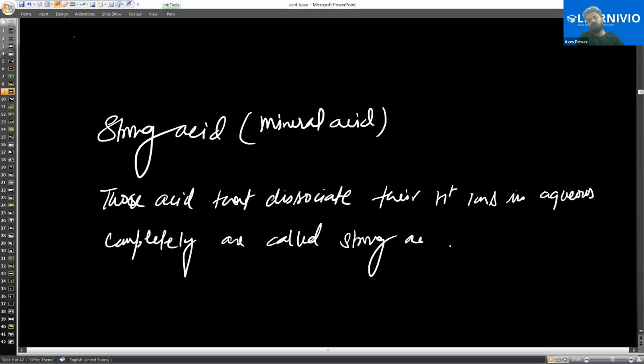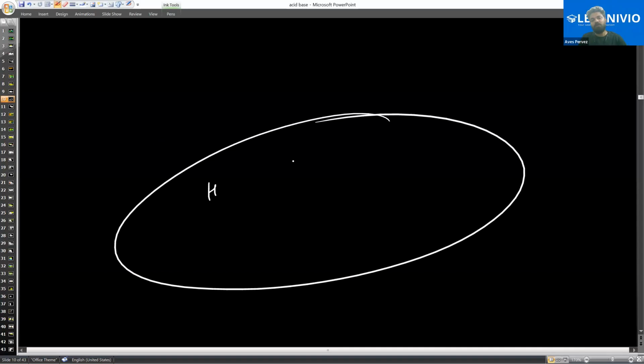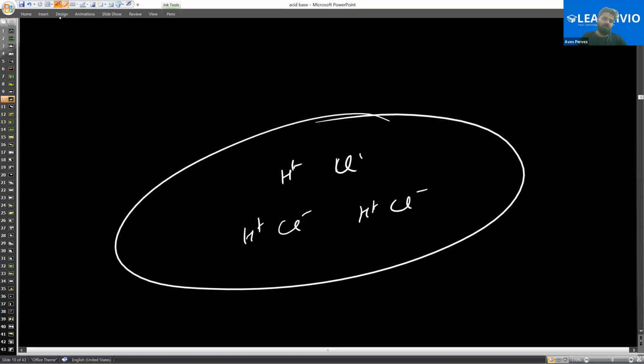Strong acids. इनको हम लोग क्या बोलते हैं? Strong acids. So that's associated. Like for example, if you have 100 HCl, hydrochloric acid, all of them are going to give you H positive and Cl minus. Approximately 99% are going to give you H positive and Cl minus.